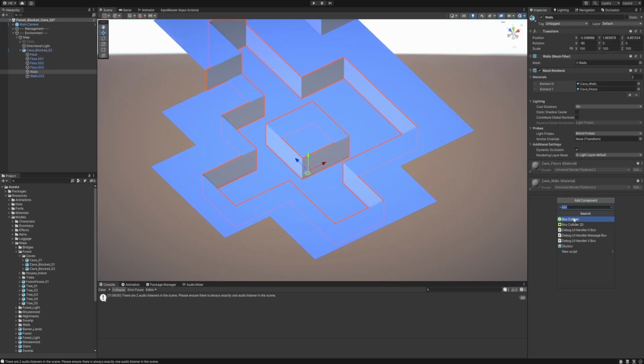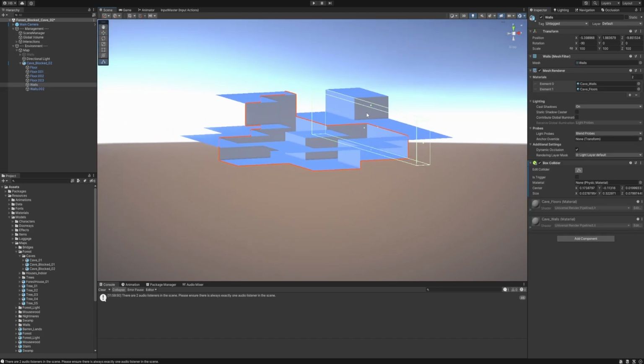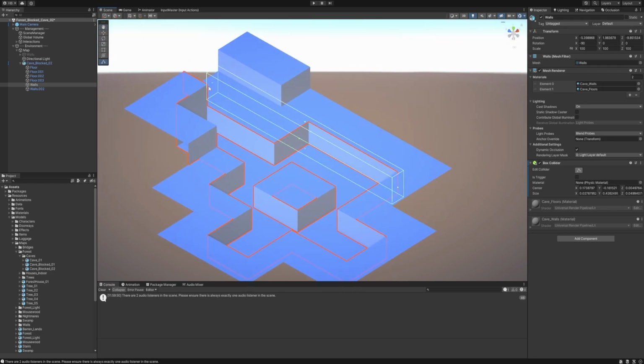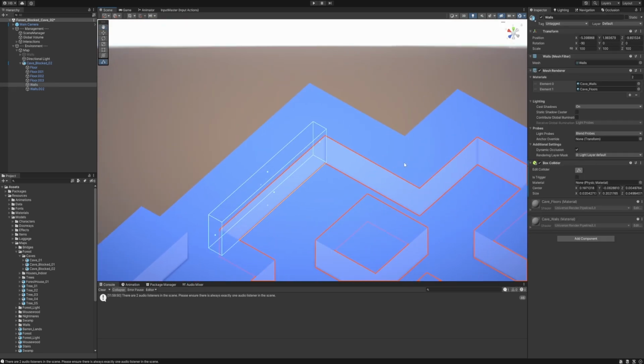Which is quite easy because we're only using right angles. I didn't do that because of the colliders, but it is a nice side effect that you don't really have to worry about making colliders for complex shapes, which is always a pain.